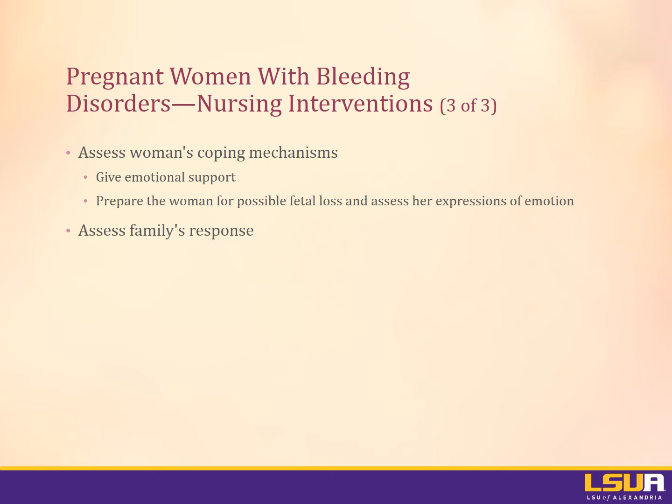What are her coping mechanisms? She needs to be told what's going on, what we're preparing for. We need to try to allay any of her anxieties, but she does need to be prepared. She may lose her baby, and we need to assess how she's going to be able to cope with that. And what's the family response going to be? Does she have anyone with her?